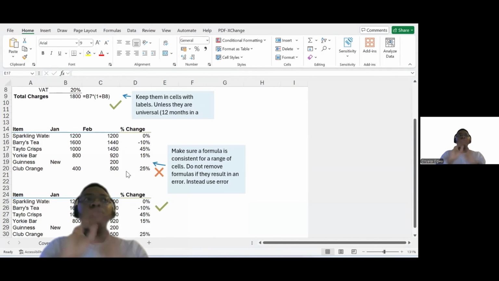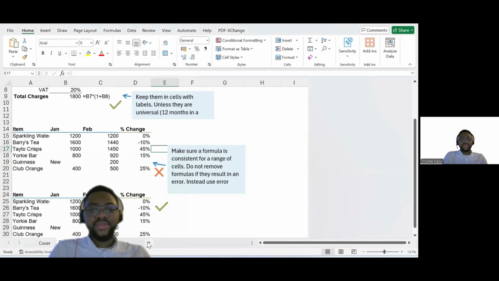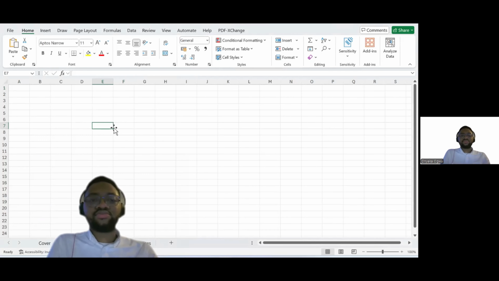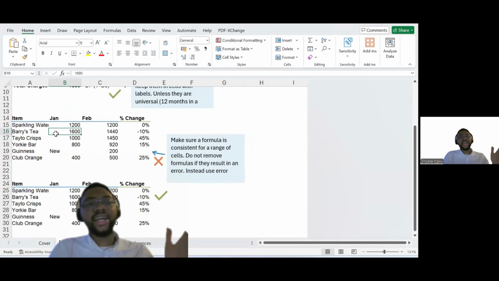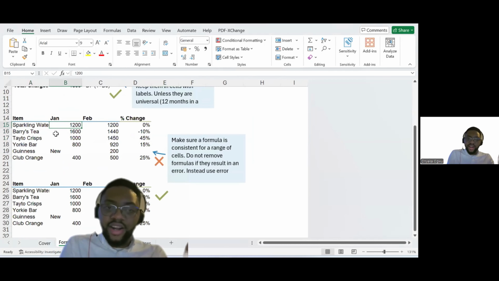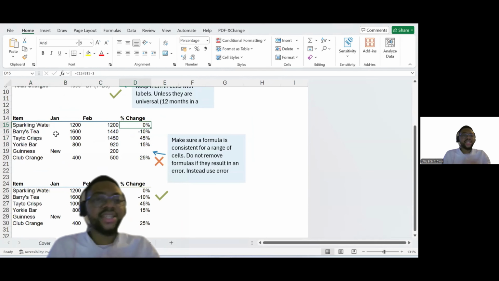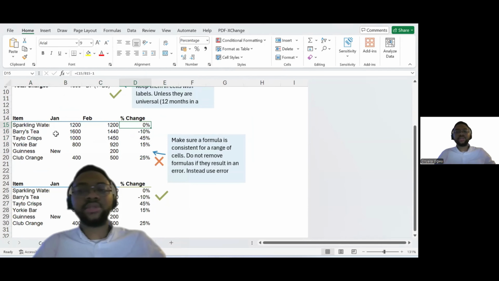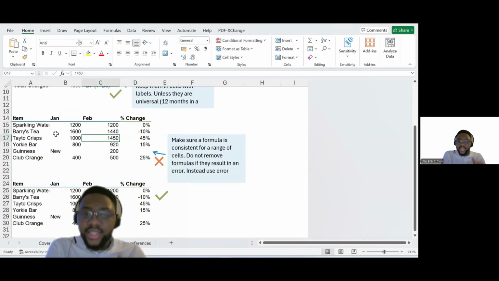of cells. So, for example, let me use a blank sheet. Let's say we have these items. They have January value, they have February value, and we are calculating the change. So change basically is new divided by old minus one. That's just a formula. So we are calculating this.